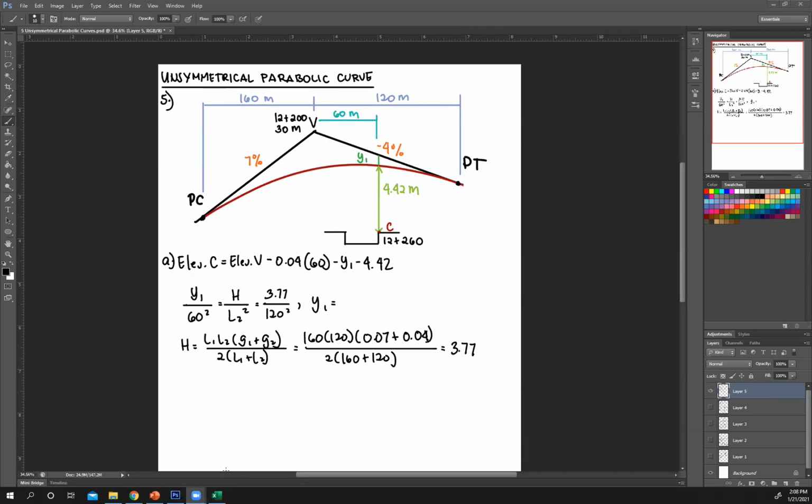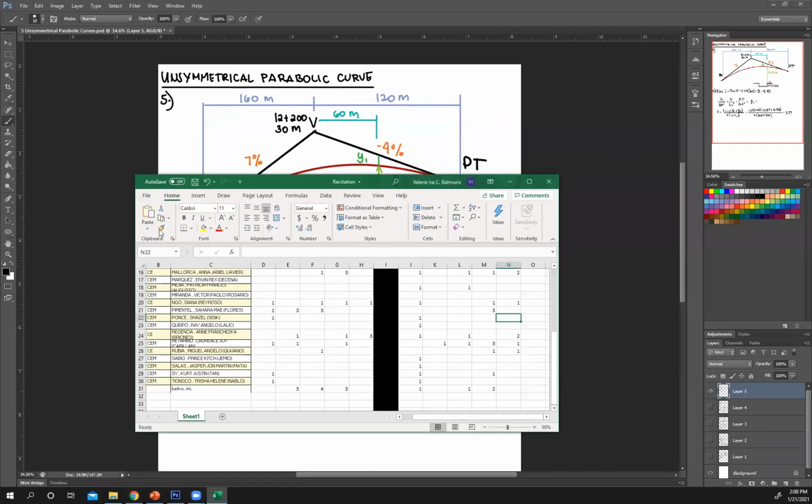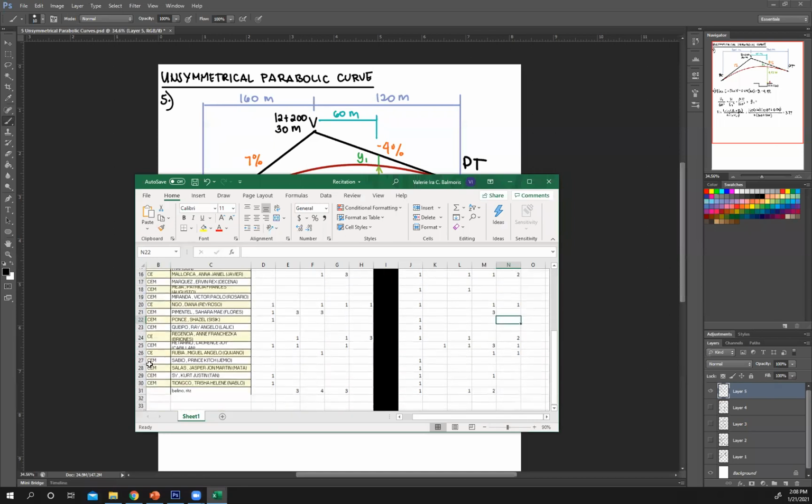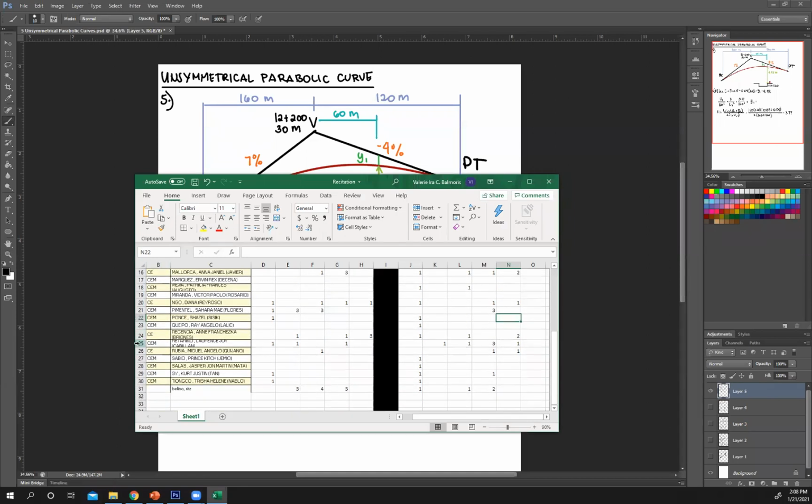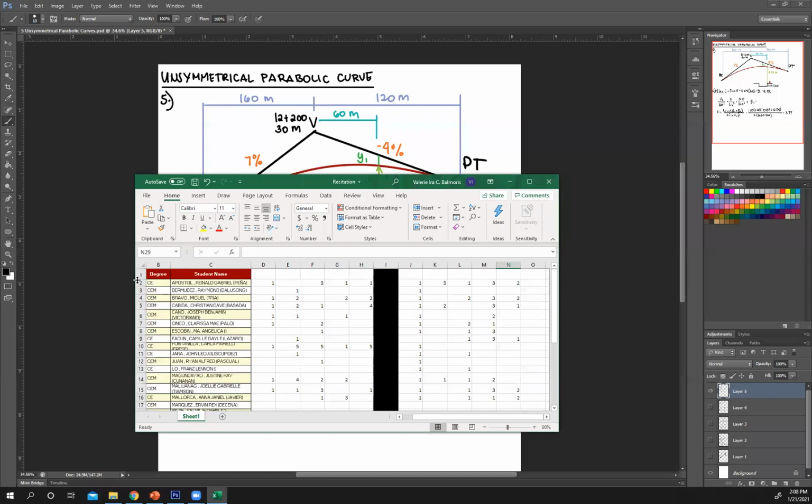Okay. The first two who got it were Reynald and Lawrence. So all of you got it already. And Camille. And then Miguel. Bravo.